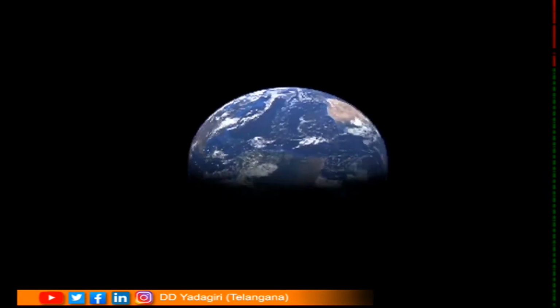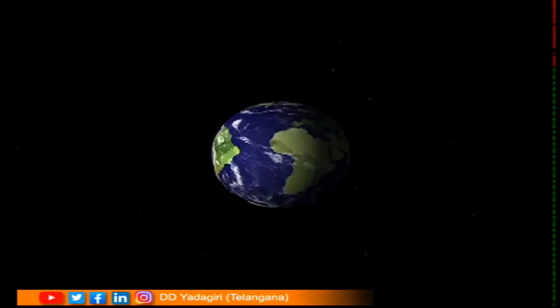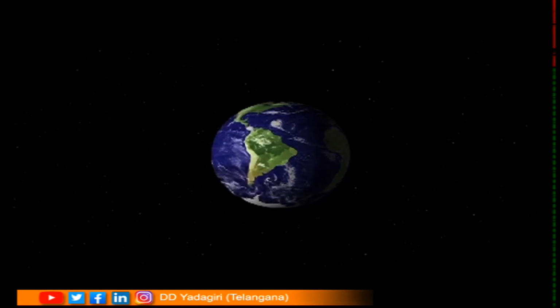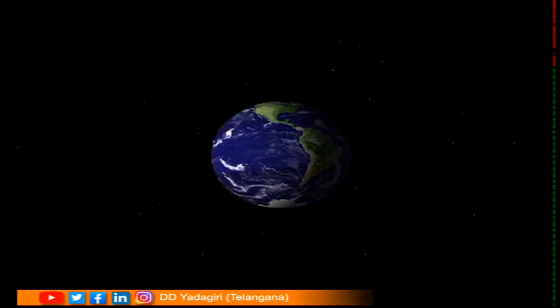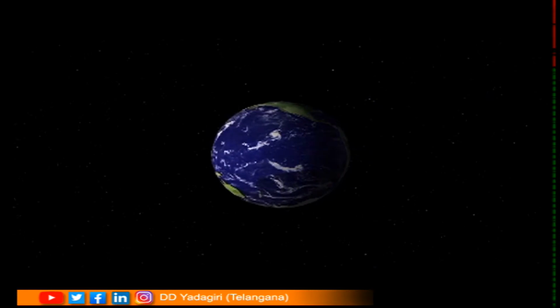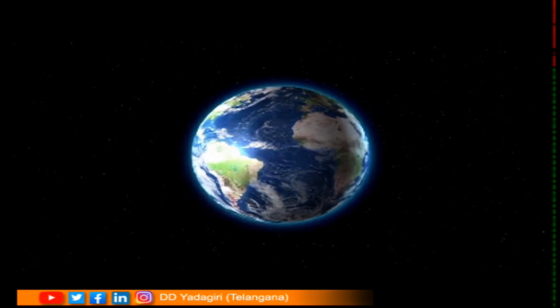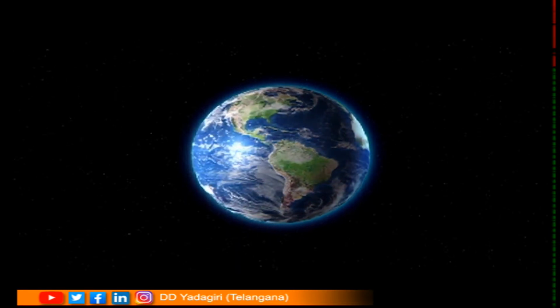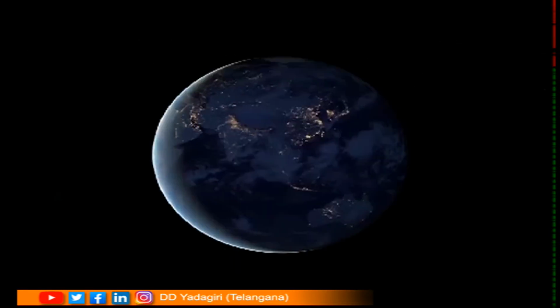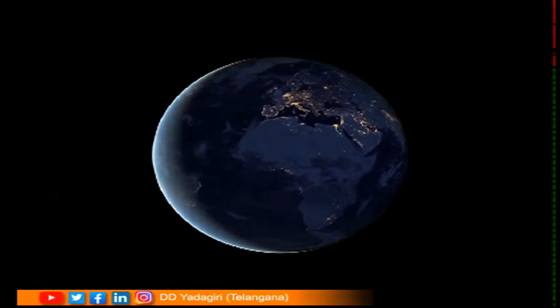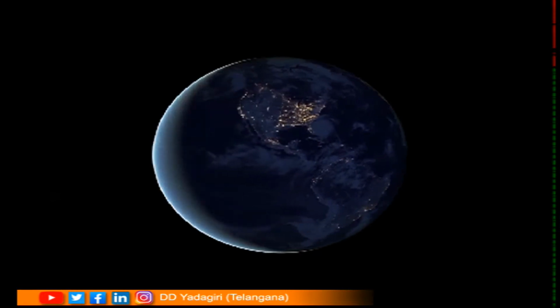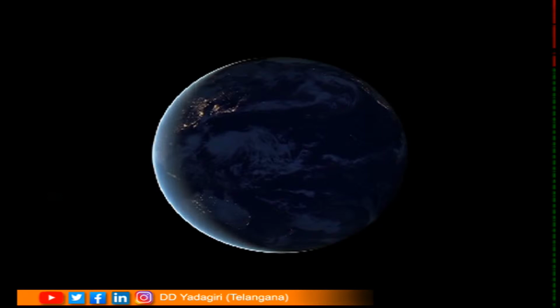See children, this Earth is rotating on its own axis, and because of this day and night occur. Now, when sun's rays fall on this part of the Earth, you can see that it brightly shines, and that means this is daytime. And the part which is present behind where there is no sunlight falling, there we see a dark part, that means that is night time.